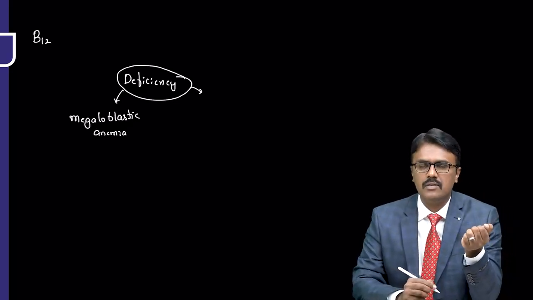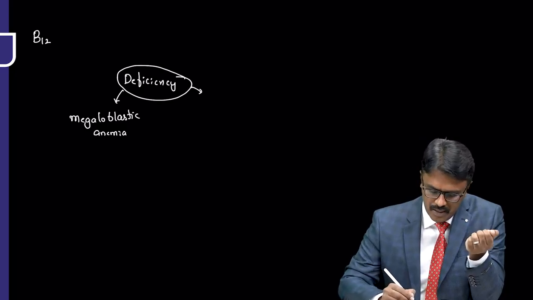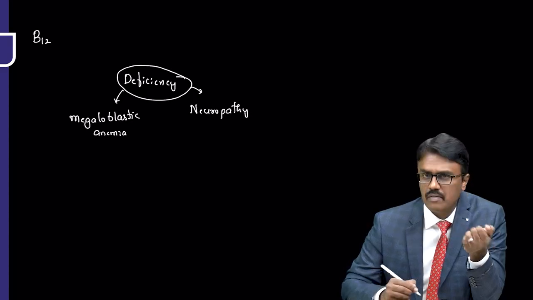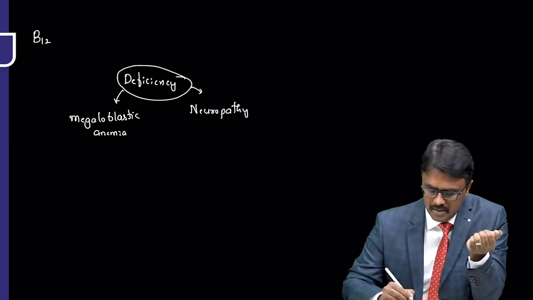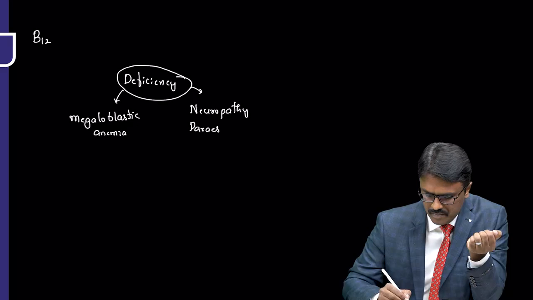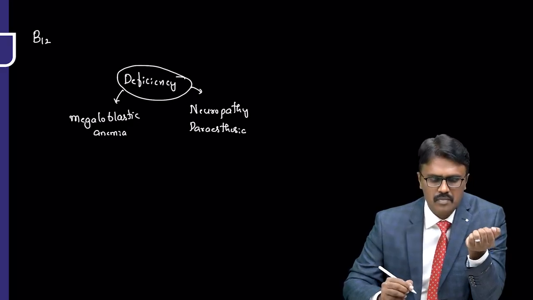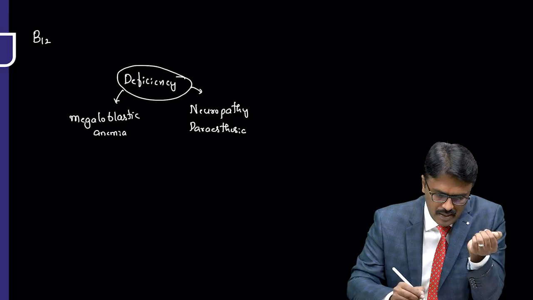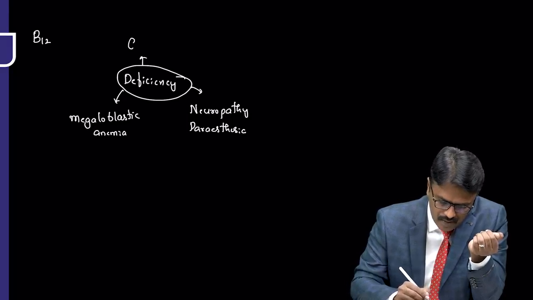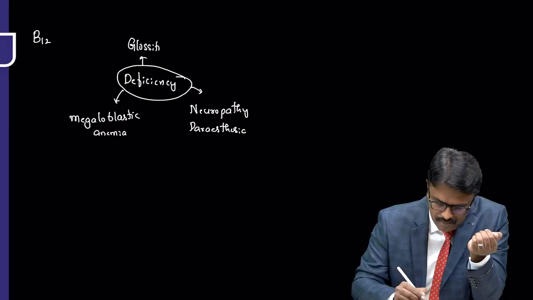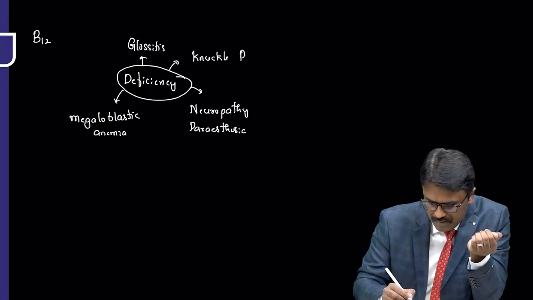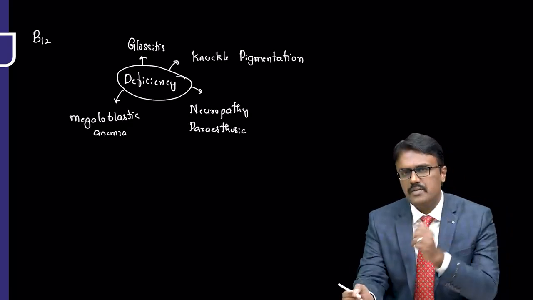Second, the nerves also require B12. If it is deficient, the patient will have neuropathy. The patient will have abnormal pain sensation or abnormal sensation, that is called paresthesia. It can also cause subacute combined degeneration of the spinal cord, and other complaints are glossitis and knuckle pigmentation. So these are seen in B12 deficiency.